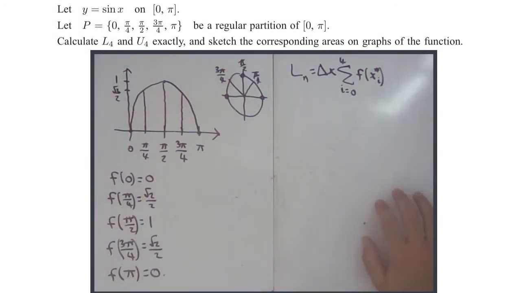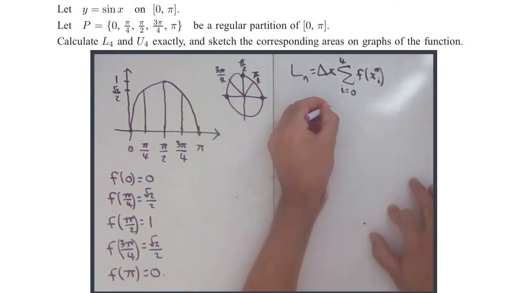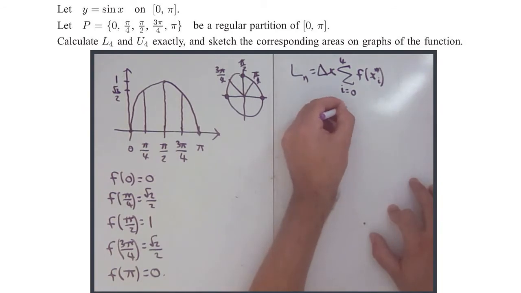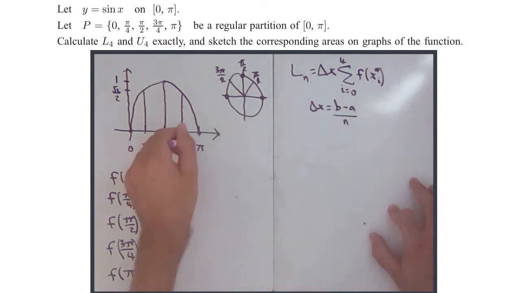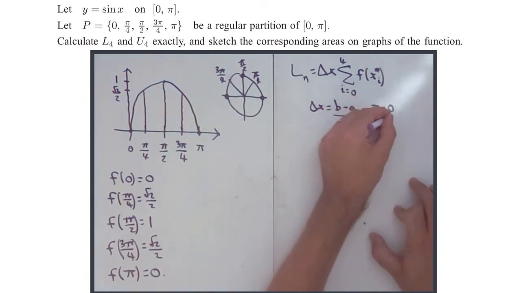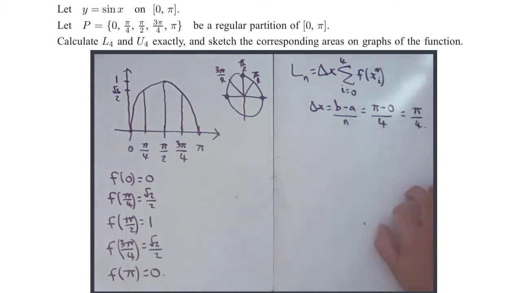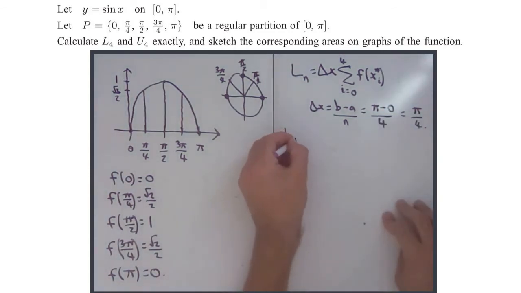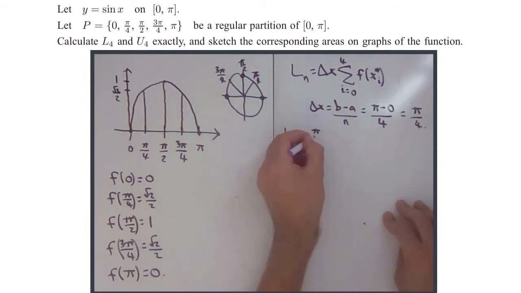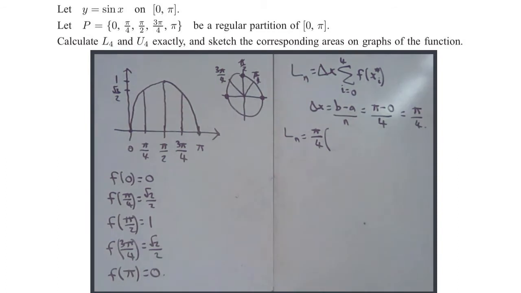So the Ln in this case, well, delta x is b minus a over n for a regular partition. b is pi, a is 0, so it's pi minus 0 over n, n is 4, so it just equals pi by 4. So our Ln equals pi by 4, that's your delta x, times the sum of the smallest heights.